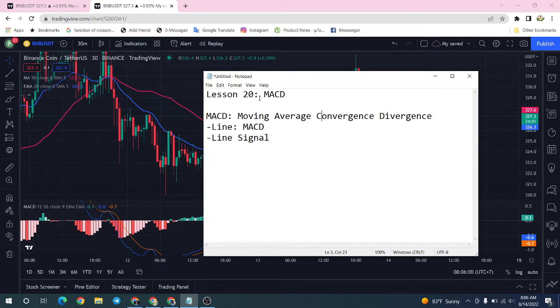Continue our lesson, which is lesson 20, about MACD. So what is MACD? MACD is an indicator in TradingView. The full name is moving average convergence divergence. This indicator is very important for traders to trade daily, hourly, or by the minute, in both futures and spot. So how do we use this?